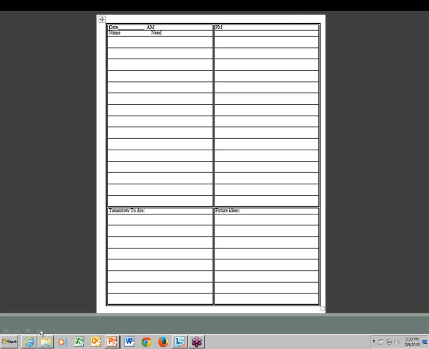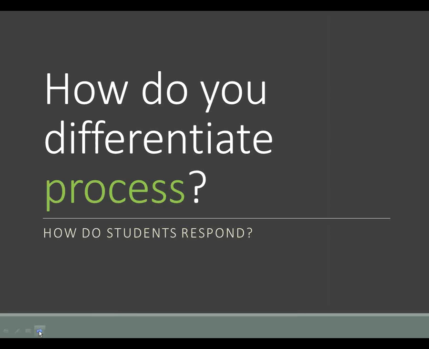Excellent. That's really helpful, Abby, to see that just practical way that you keep track of all of those different needs and content areas that you're juggling. Let's talk now about process and how the two of you differentiate process in your classrooms, and again, how your students have responded to these different methods. And this time, let's start with Danielle.